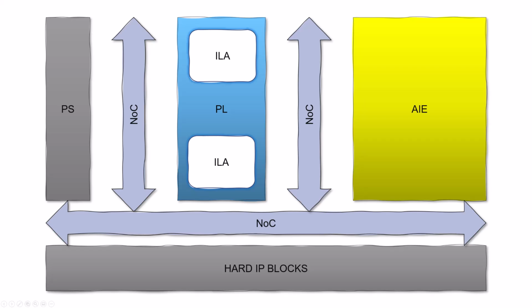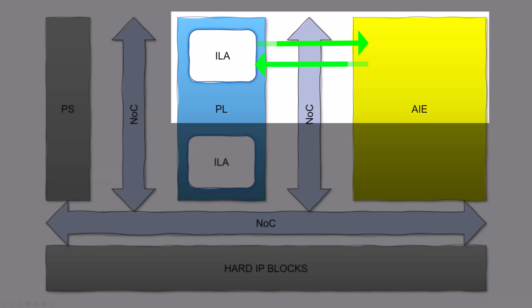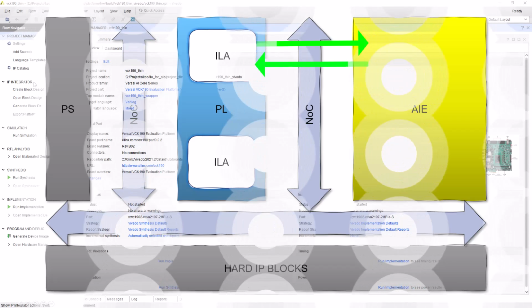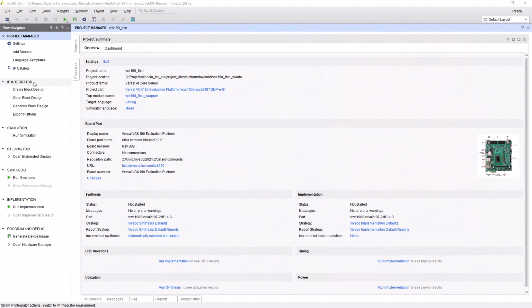So now that we've established that the ILA is a PL domain debugging tool that can capture data coming from and going to the AIE array, we'll move on to how the ILA is instantiated in your design. The most direct and probably already familiar means of adding the logic analyzer to your hardware design is instantiation into an IP integrator block diagram.